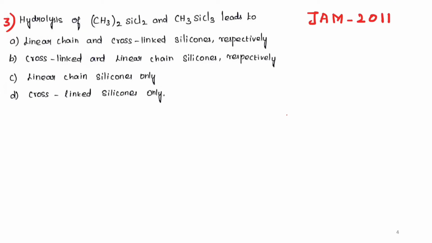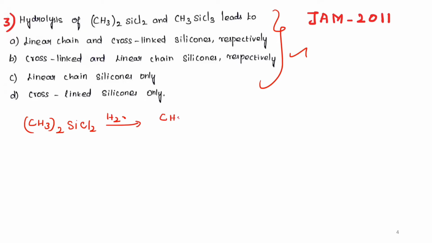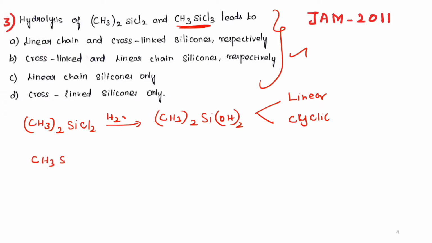Now the third question. They are asking about the hydrolysis of (CH3)2SiCl2 and CH3SiCl3 leading to this compound. What is the concept here? The silicones. First you take (CH3)2SiCl2 and do hydrolysis. I get silanol, right? I take (CH3)2Si(OH)2. This is a disilanol. A disilanol can form linear chains as well as cyclic compounds, yes or no? Similarly, we take the second option, CH3SiCl3, and do hydrolysis again. What is the product?